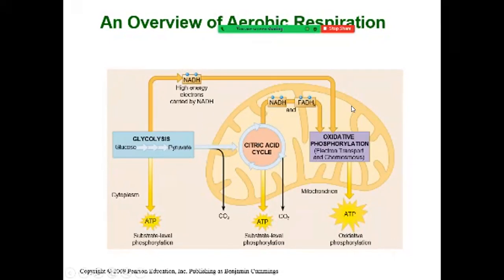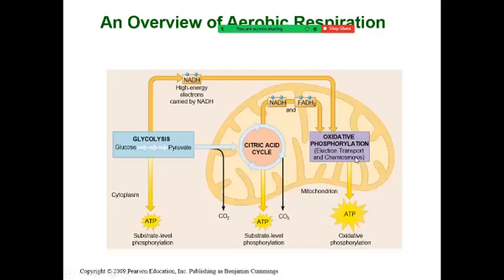This is the mitochondria, and that's where the majority of the rest of aerobic respiration occurs. After glycolysis, the citric acid cycle runs inside the matrix of the mitochondria. And then the electron transport chain, which has a couple of different names.